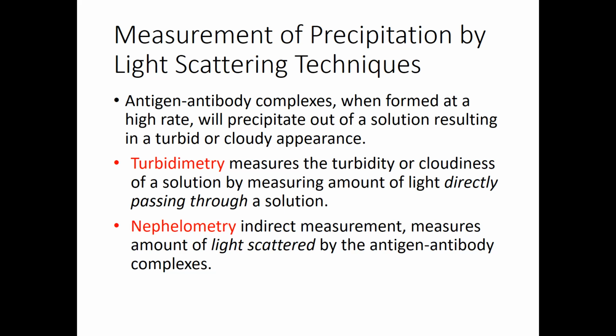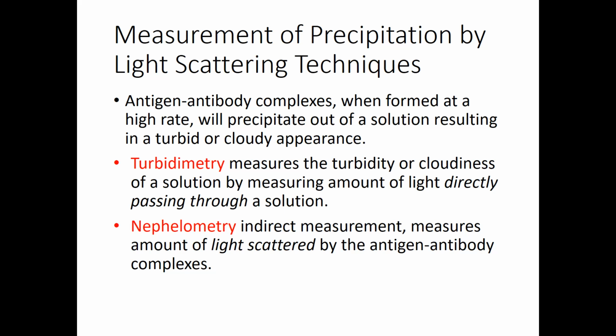So if we remember back, when we talk about precipitation, we're talking about an event where a soluble antibody binds to its specific soluble antigen, and they form an antibody-antigen immune complex that is now insoluble. It forms lattice formations and it falls out of solution. It's going to be visible to us. And so when the antibody-antigen complexes form at a very high rate in our test method, the precipitate falls out of solution, and we get a cloudy or turbid appearance.